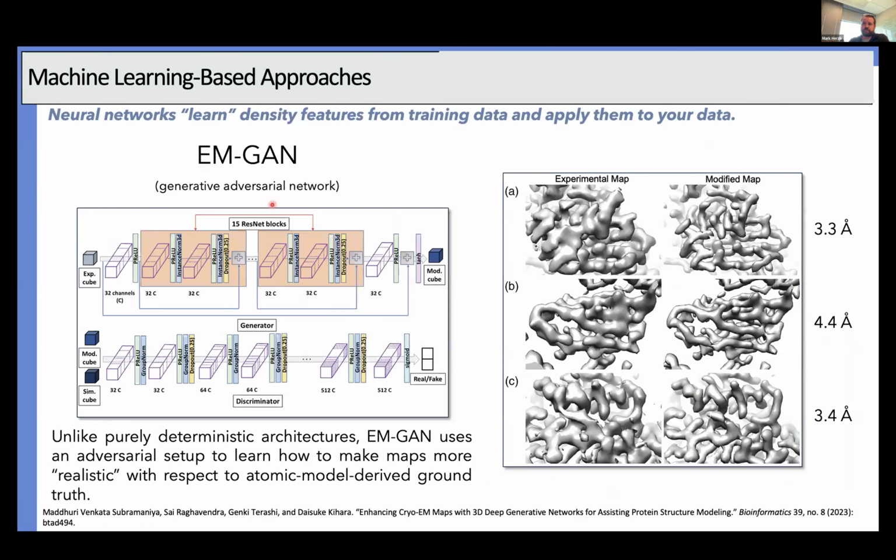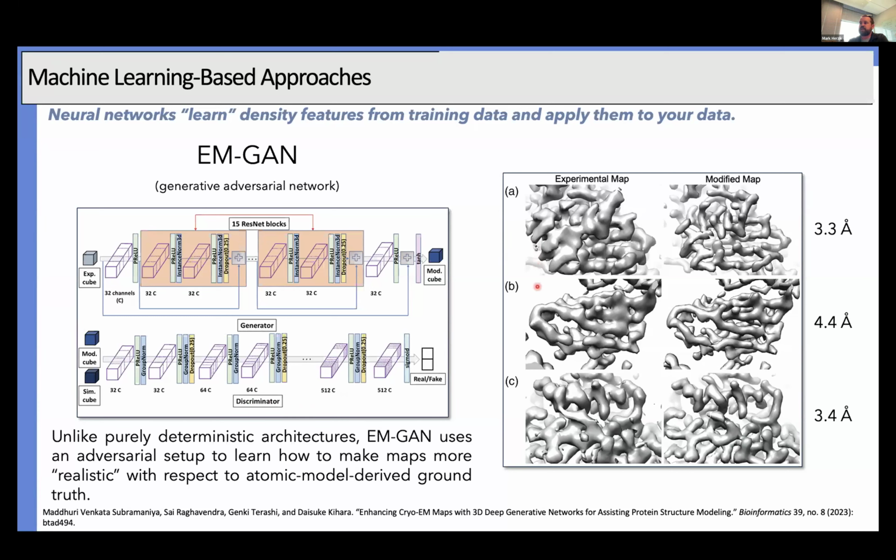Now, another approach that doesn't use a traditional end-to-end UNet like DeepEMhancer is EMGAN, which uses this generative adversarial network. And the idea here is that unlike a purely deterministic architecture, it uses this adversarial setup where it has a generator and a discriminator, where it tries to make your EM map more interpretable, while at the same time using a discriminator to help basically ground the improvements so that way you don't overfit or hallucinate within your EM data.